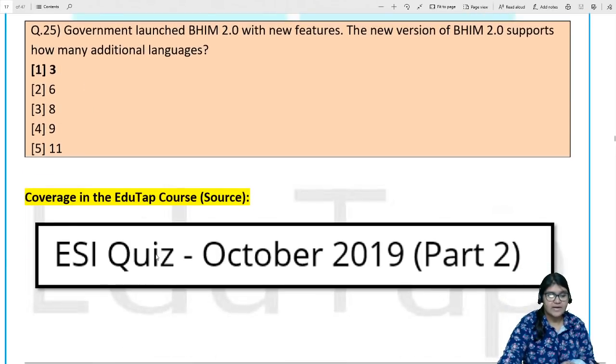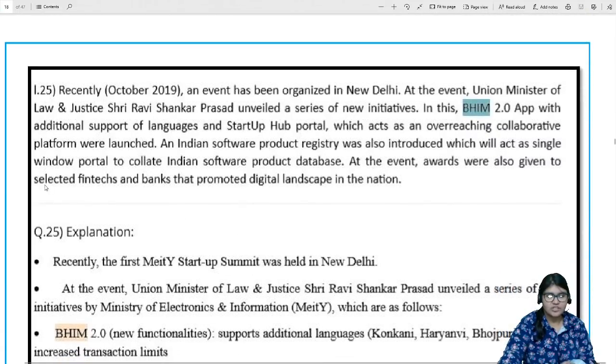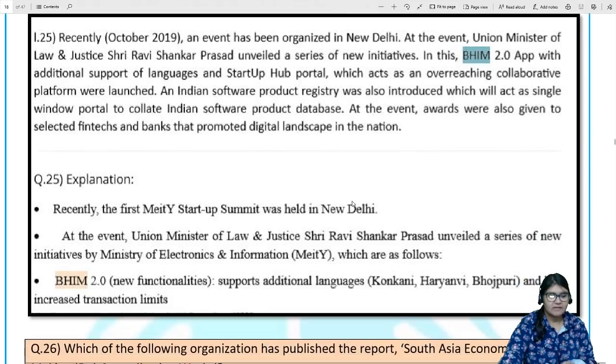So this was covered in the form of the MCQs, ESI MCQs that we provide for the month of October 2019 part 2. You can clearly see here that the question was related to the BHIM app 2.0, and here again it supports 3 additional languages. You can see here Konkani, Haryanvi and Bhojpuri.